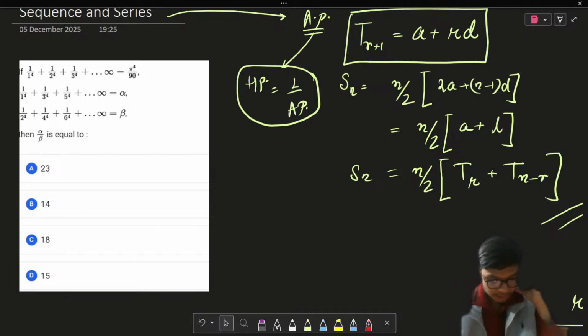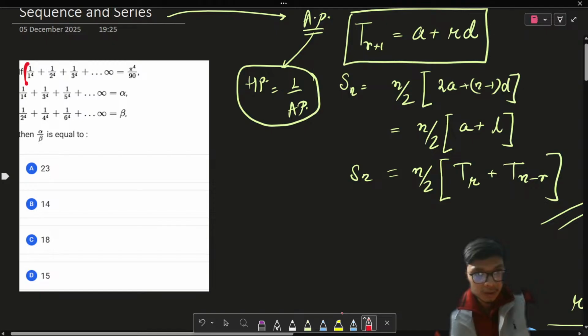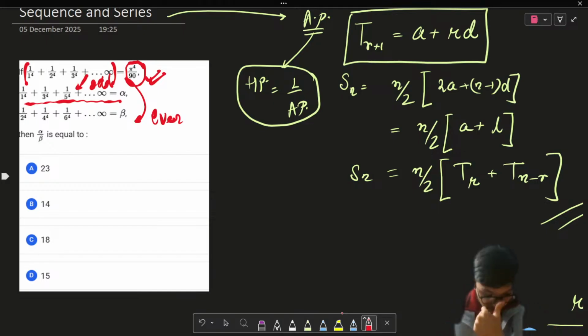So if you recall, in this problem, what is being asked is, it is already mentioned that 1 upon 1 to the power 4 plus 1 upon 2 to the power 4 and so on up to infinity, the summation is already given as pi to the power 4 by 90, right? So you don't have to derive this expression, it is already given to you. However, you have to approach the sum of the odd terms, which is given as alpha, and the even terms, which is given as beta. So you have to separate the odd and the even terms, right? So how do we do that?